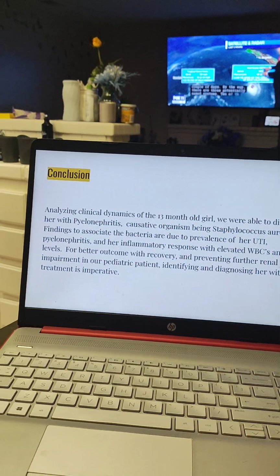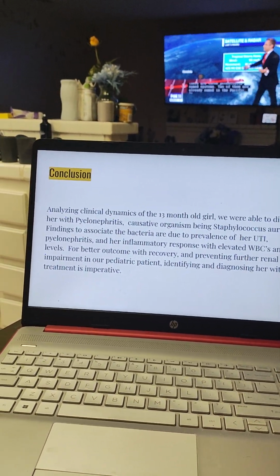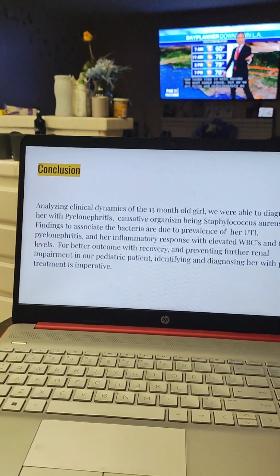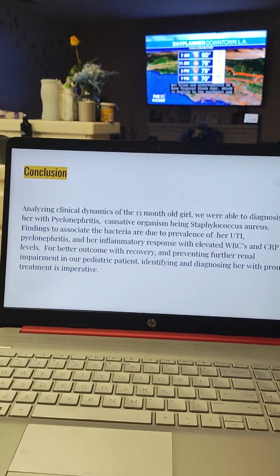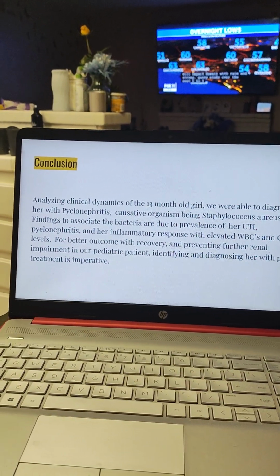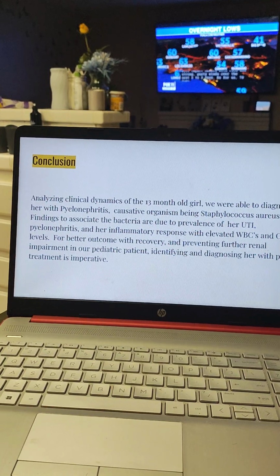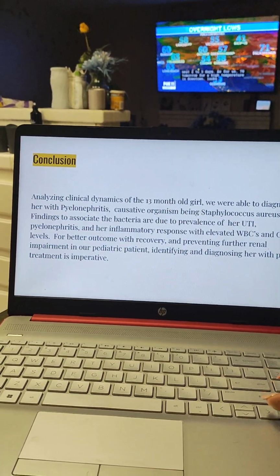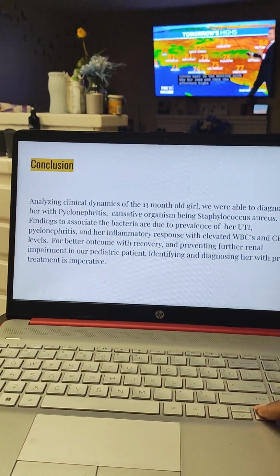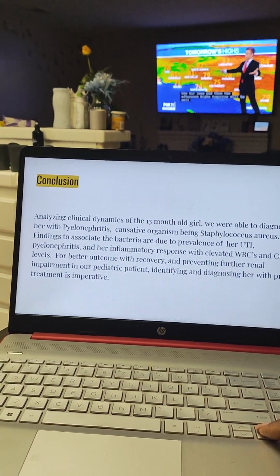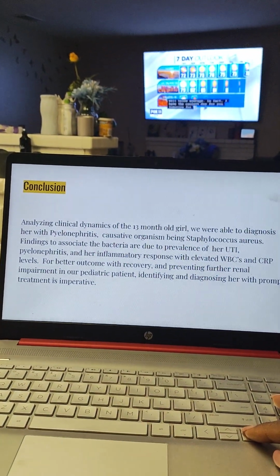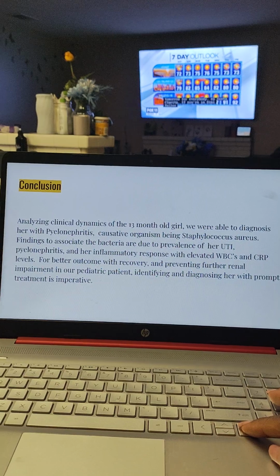Analyzing clinical dynamics of the 13-year-old girl, we were able to diagnose her with pyelonephritis. It was caused by staph, and the finding to isolate the bacteria was due to the prevalent UTI that she presented in the emergency room with the fever. And she had inflammatory responses being evident with the white blood cells and her CRP levels being elevated. We treated her with the antibiotic and hydration, and we were able to prevent further renal impairment in the pediatric patient.